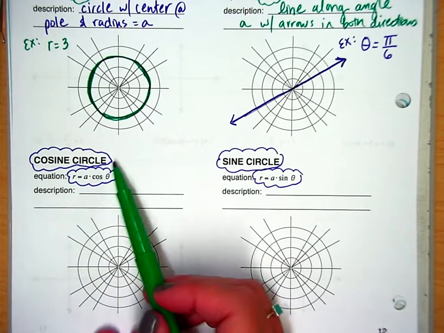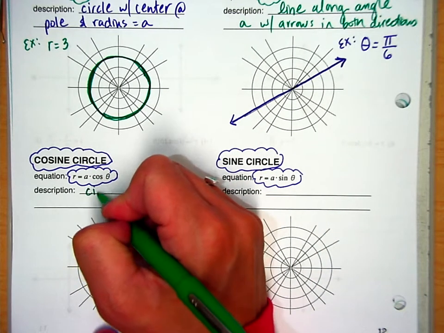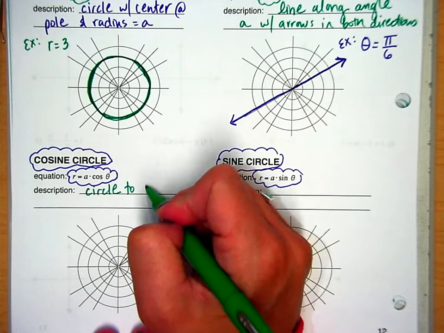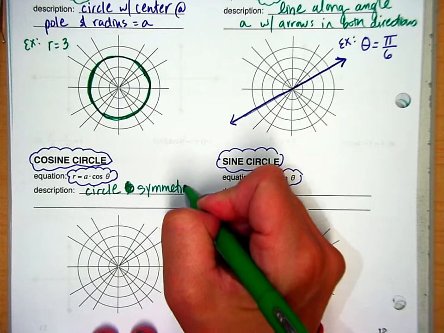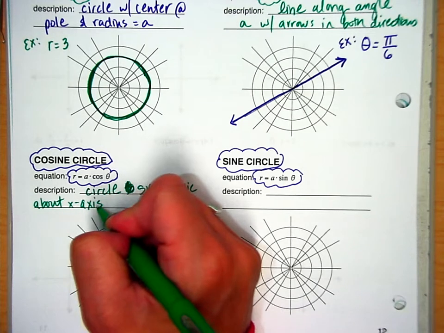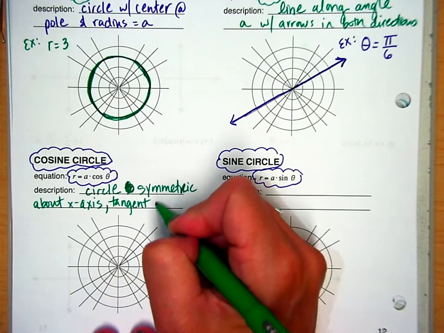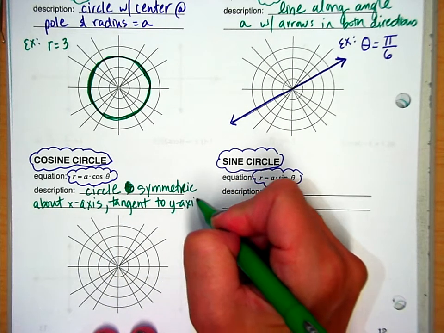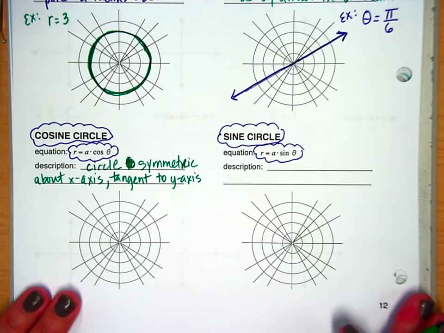We said that a cosine circle was going to be symmetric about the x-axis, right? And so the description here is that it is a circle, symmetric about the x-axis, tangent to the y-axis. And then tangent means touches it in one place, right? So it's tangent to the y-axis. Makes more sense almost on these when I show you the picture.